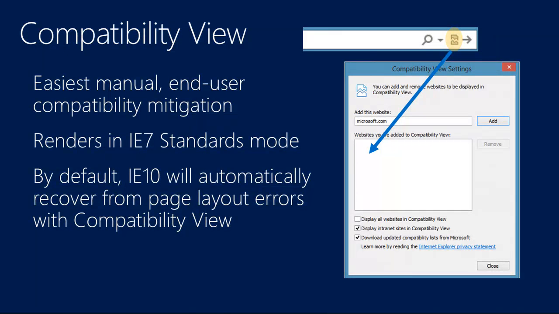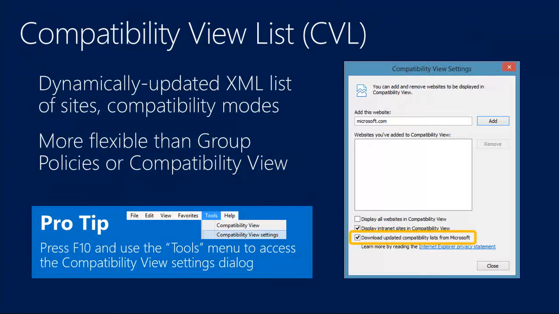When you add a page to IE7 compatibility mode, it will populate this list here. But there's also a way you can do it through group policy. And I'll show you that a little bit later as well, the specific group policy that you would use. Now, there's a list that Microsoft maintains called the compatibility view list. There's a separate one for IE10 and a different one for IE9. This is basically an XML list that contains a whole host of public-facing websites and the specific mode that those websites run best in.